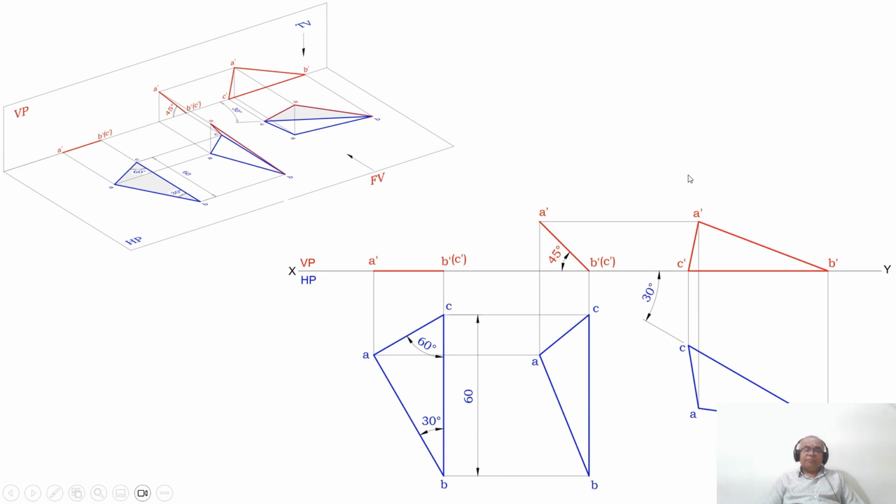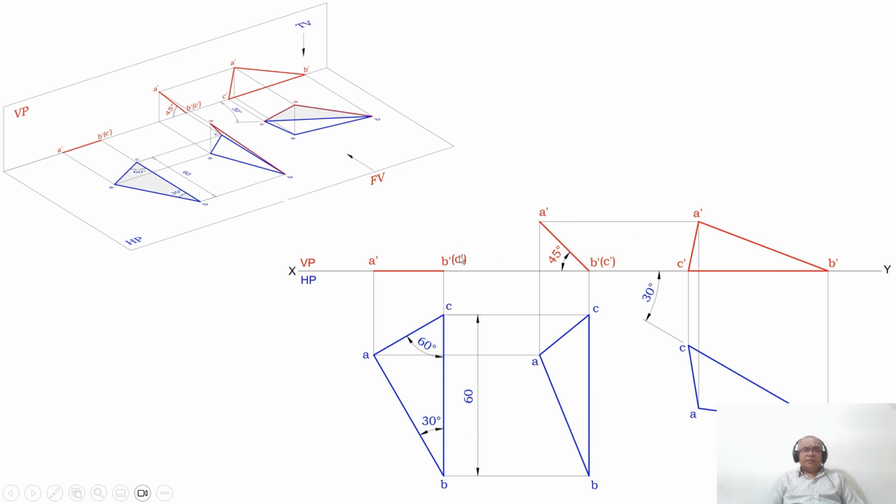Finally, how do I know that my problem is right? Even in the final position, you can see that the longest side is resting on HP. The longest side which is resting on HP is inclined at 30 degrees to VP, and the entire surface is inclined at 45 degrees to HP, and this is the true shape of the 30 degree, 60 degree set square, with the longest side being 60 mm. So this is how you will be able to visualize it in 3D, and also how I will be able to draw it in orthographic view or by using the sketchbook.